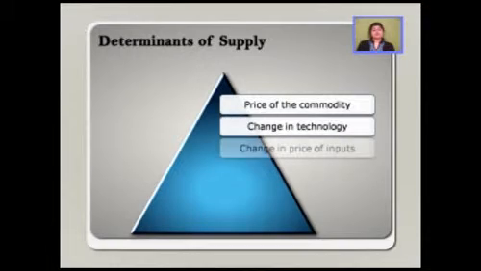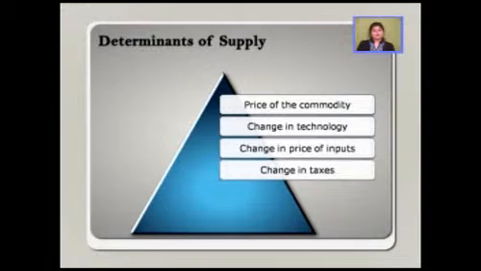Third point is change in price of inputs. If the inputs required to produce a given output become very expensive, then its supply will go down, and if they become cheap, then its supply will go up. Fourth point is change in taxes. If the taxes imposed by the government are increased in number or quantum, then it means that supply will decrease, and vice versa. That is, if the rate of taxes is decreased, then supply will increase. For example, excise duty. If excise duty बढ़ जाती है तो supply कम होगी. अगर excise duty कम हो जाती है तो supply ज़्यादा होगी.